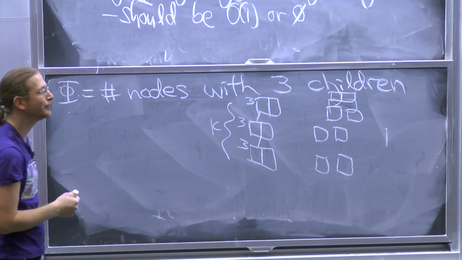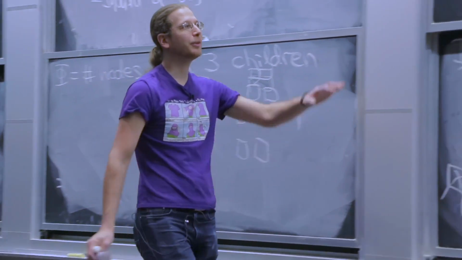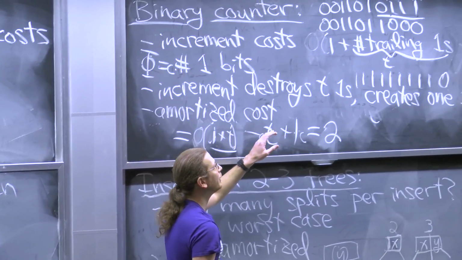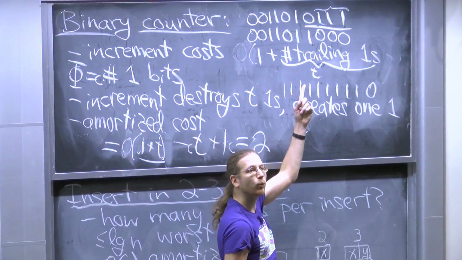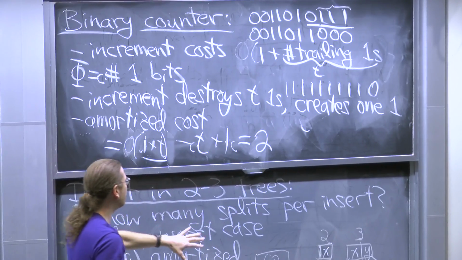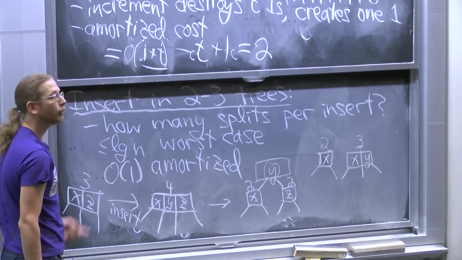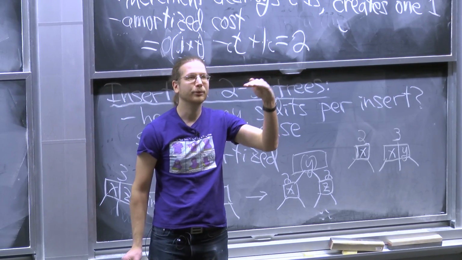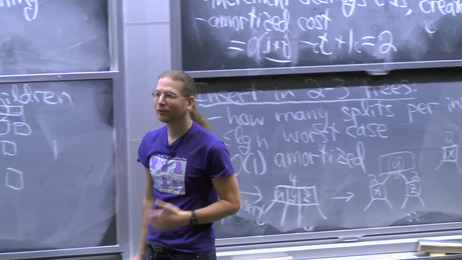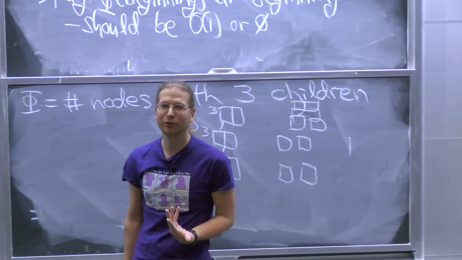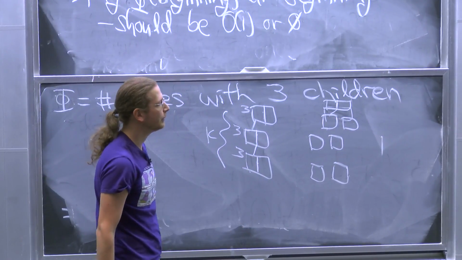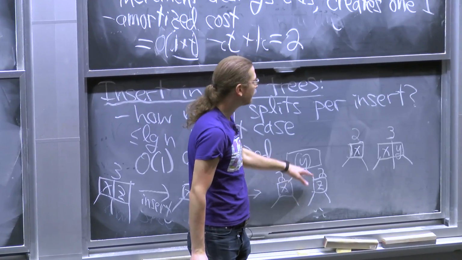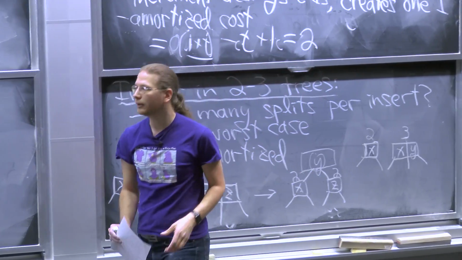Sound familiar? This is actually exactly what's going on with the binary counter. So this may seem like a toy example, but over here we created at most one 1-bit. Down here we create at most one 3 node, which is when the split stops. When the split stops, that's the only time we actually insert a key into a node and it doesn't split, right? Because otherwise you split. When you split, you're always making 2 nodes, and that's good. At the very end, when you stop splitting, you might have made one 3 node.